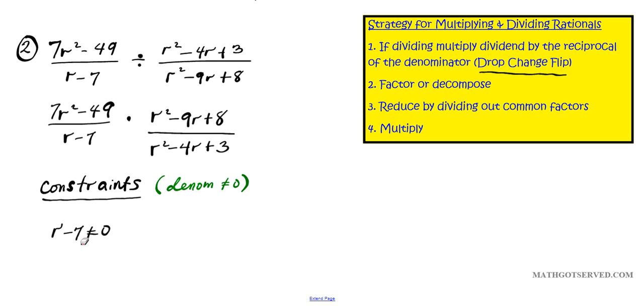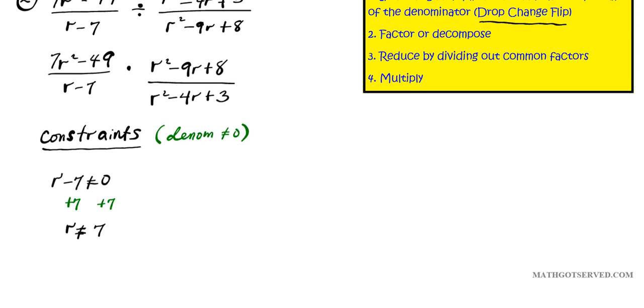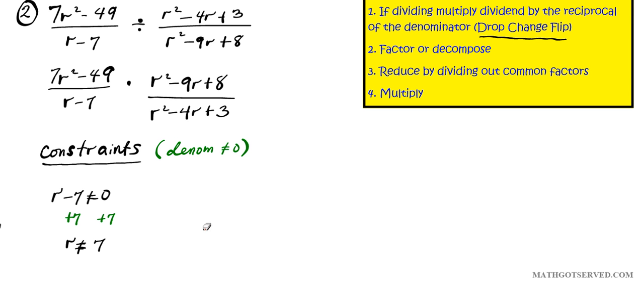To isolate r, we'll simply add 7 to both sides of our equation, resulting in r not being equal to 7. Okay? If r attains a value of 7, this polynomial expression will be undefined. So that's why we have to place that constraint on the possible values of r. Now we're going to extract the second denominator, r squared minus 4r plus 3. This polynomial cannot be 0.